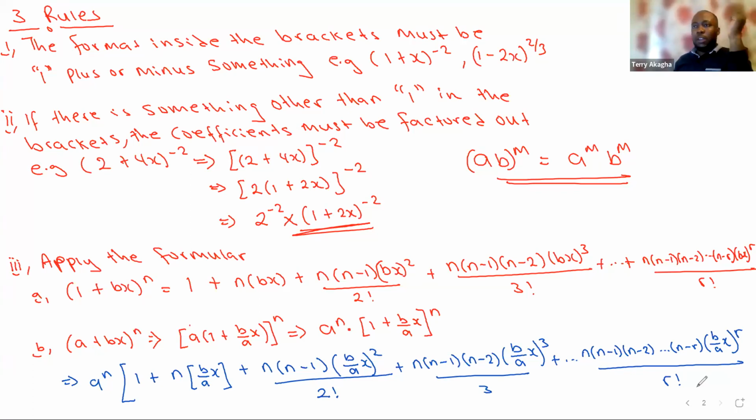So regardless of how the question will come, these are the 3 rules to make sure you do. When you get the question, make sure that 1 is in the bracket. So it's 1 plus or minus something. If not, you then factorize it, then you apply the formula. Depending on whether it already had the 1, you can use the first formula. If there was no 1, you had to go through the factorizing stage, then you can use this formula here. So any of them should give you the answer.